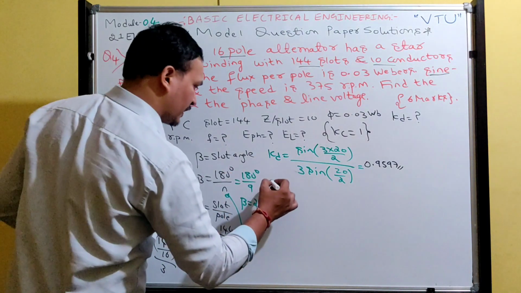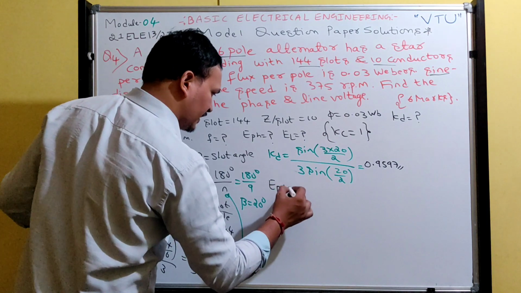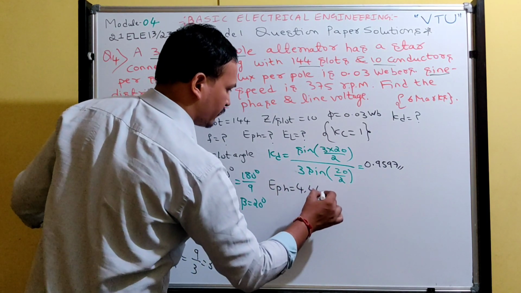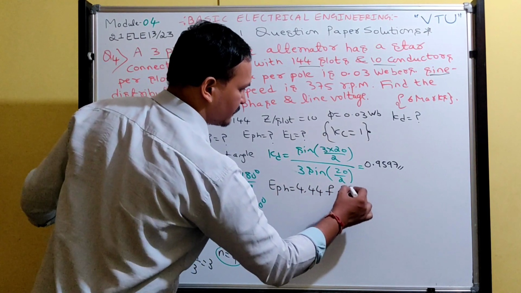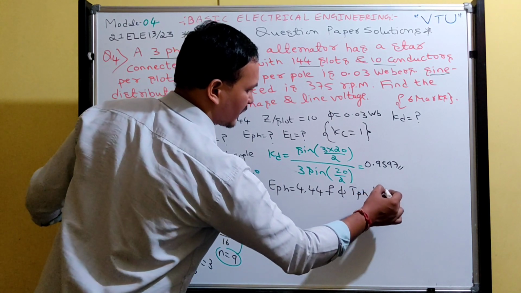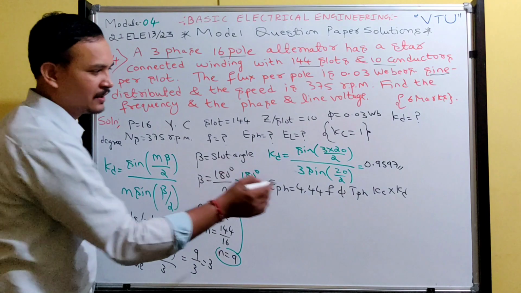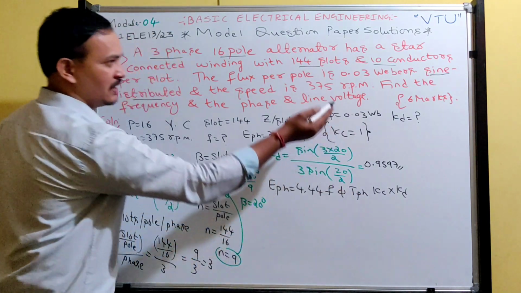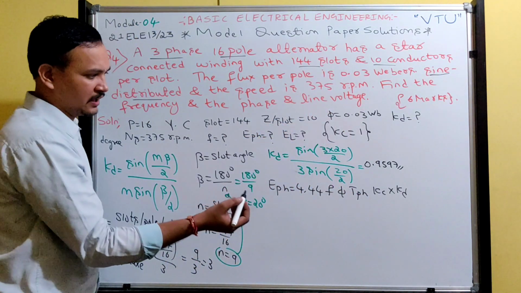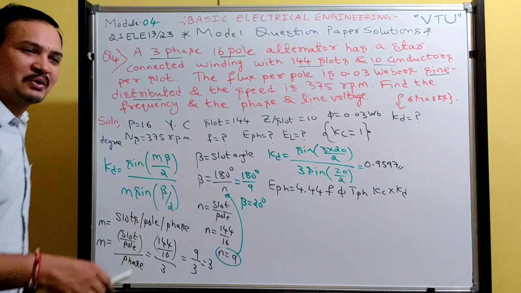Now you write the formula. What is the EPH formula? 4.44 F phi TPH KC into KD. KD you got, substitute it there. KC is 1. Flux is given, 0.03. Frequency you have to find.